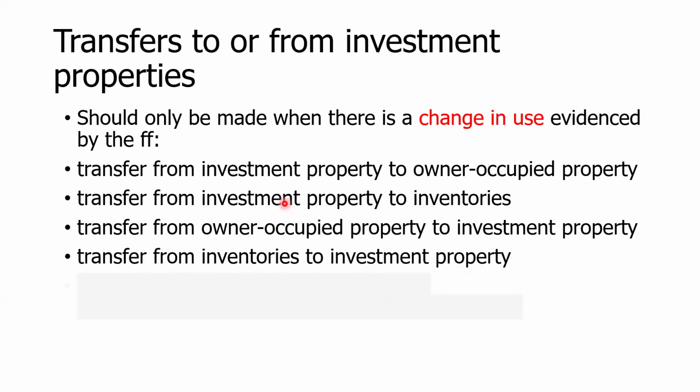So anytime you are transferring from one classification to the other, you have to derecognize it from that classification and recognize it in the other classification. So if it used to be investment property, subtract the value that you are transferring from the value of investment property, and now you add it to PPE. If it's from PPE to investment property, you subtract the value of the PPE from what?